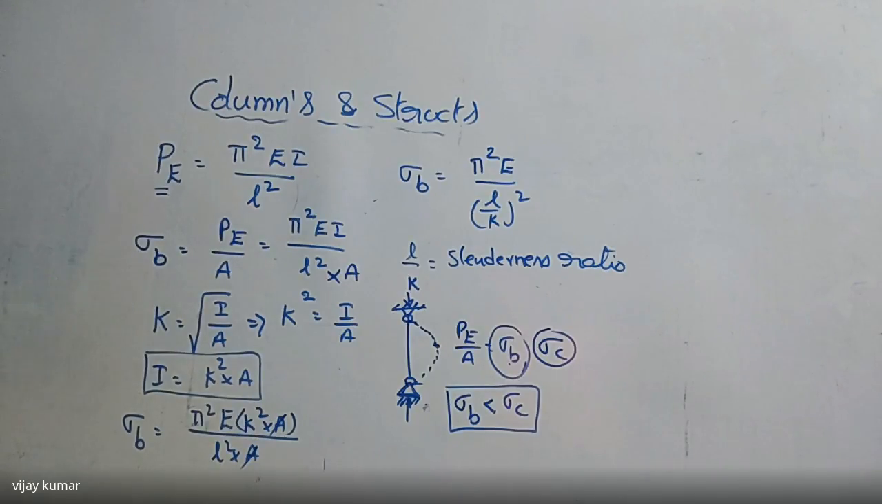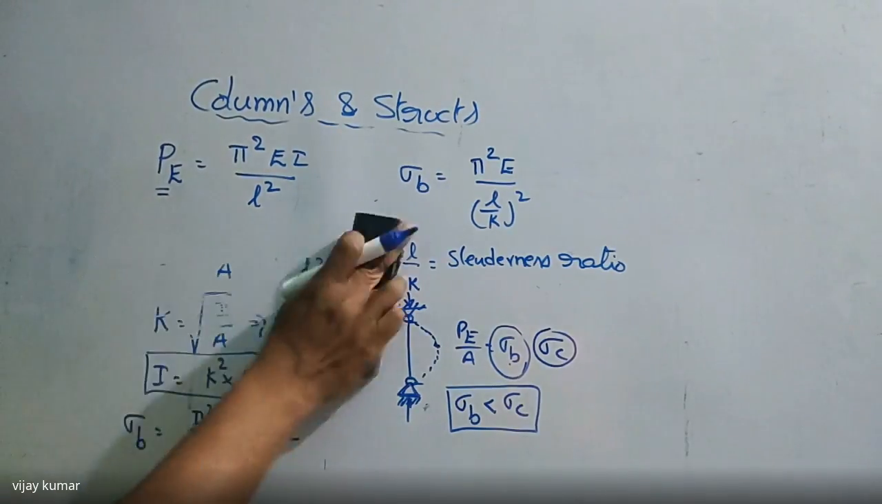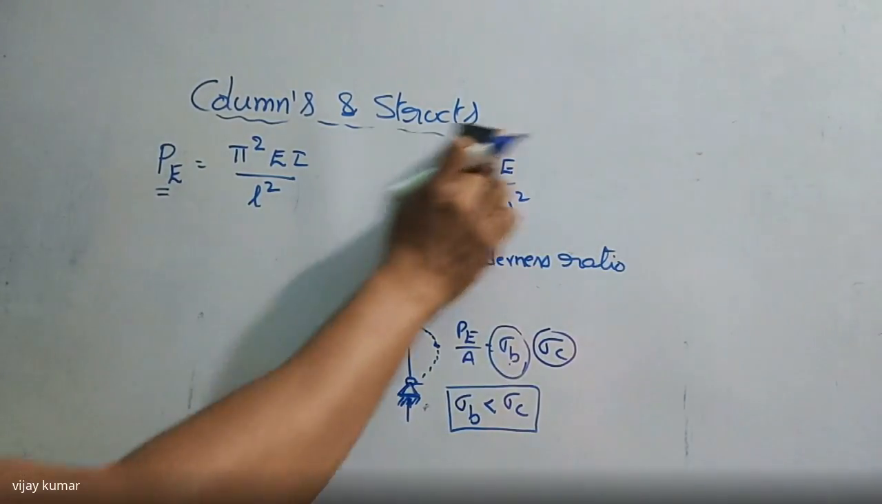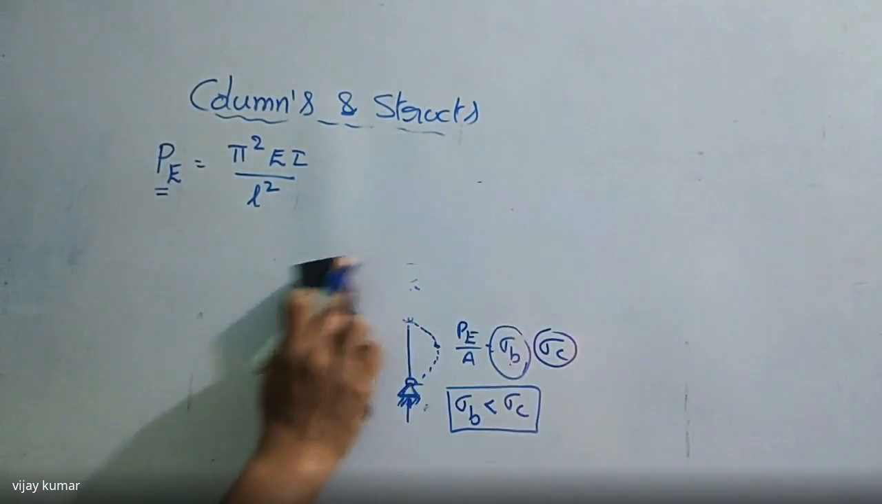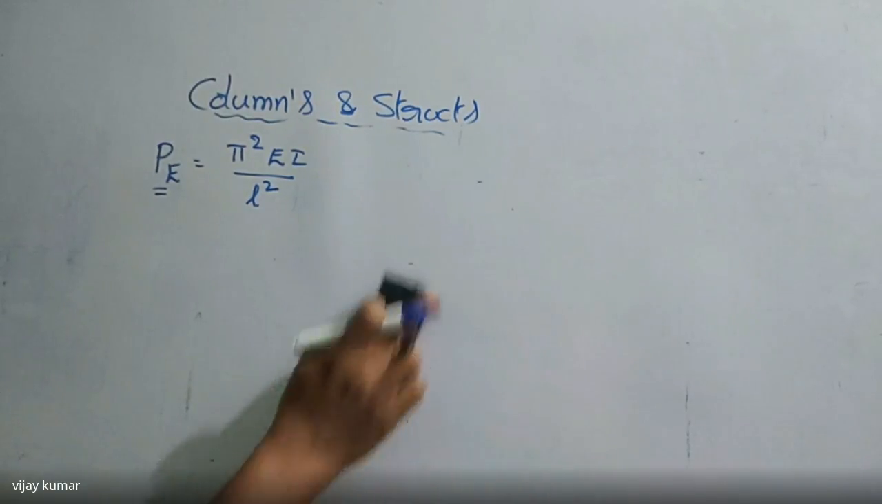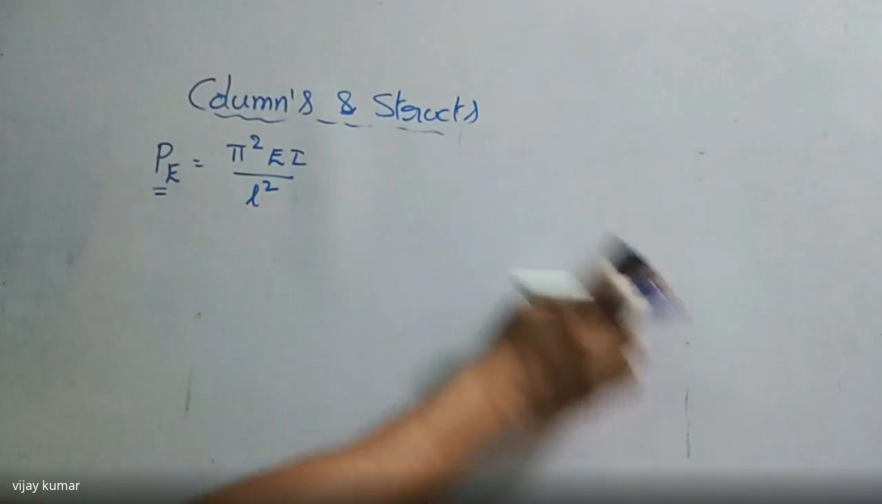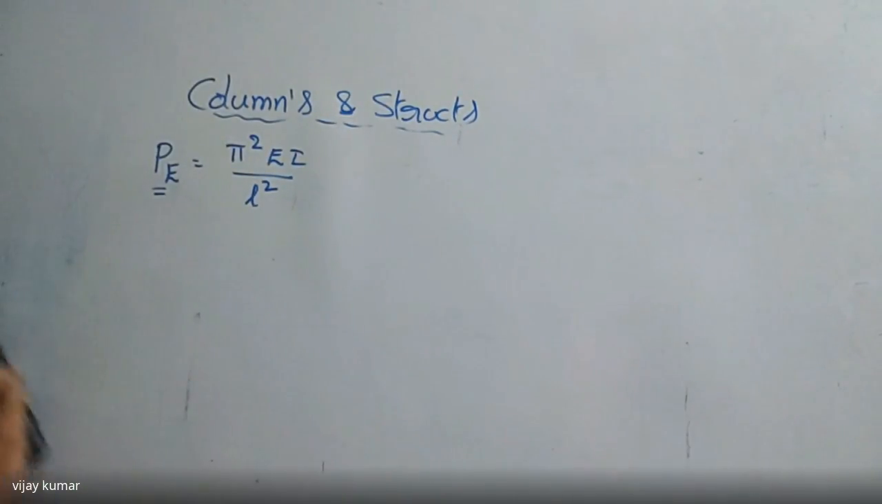I will give a simple example. Listen carefully. How do we identify whether a column is a long column or a short column, given that this formula is only suitable for long columns and not for short columns? How can you identify and clarify the difference between a short column and a long column? Please take care about that now.